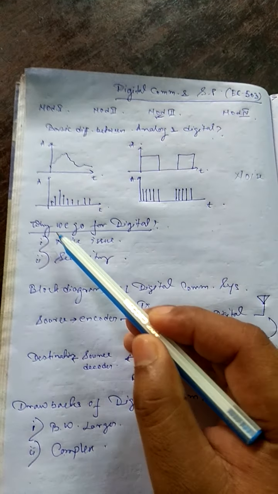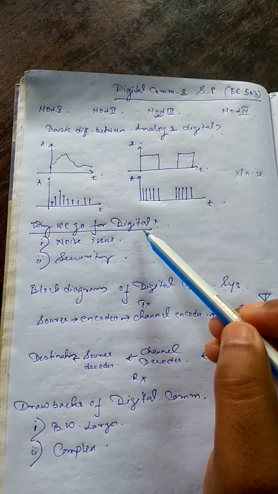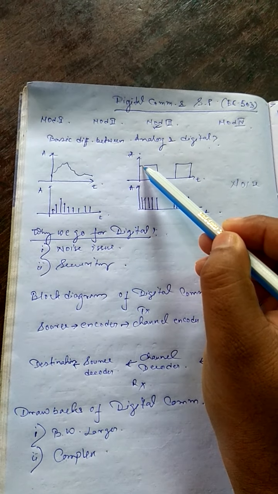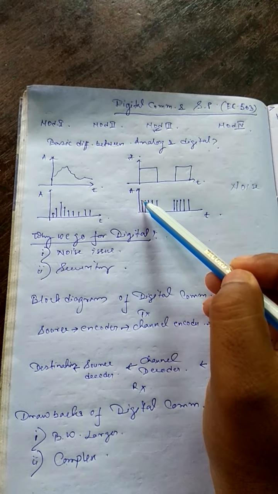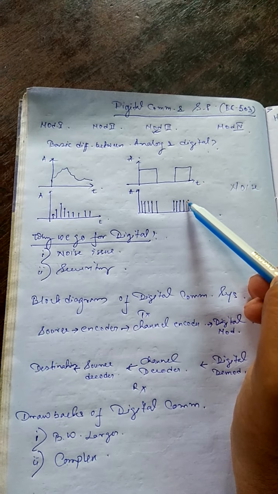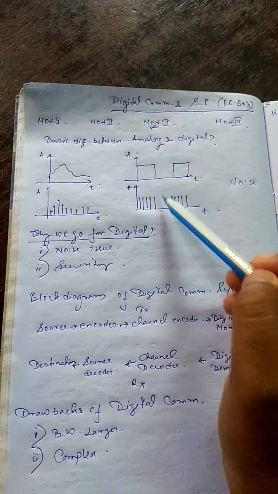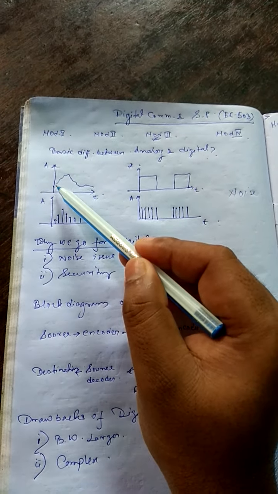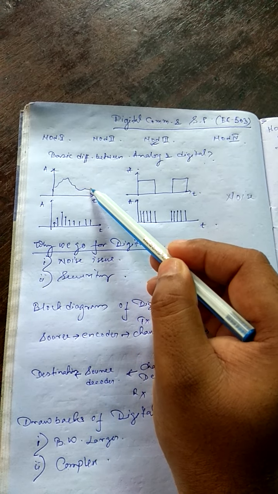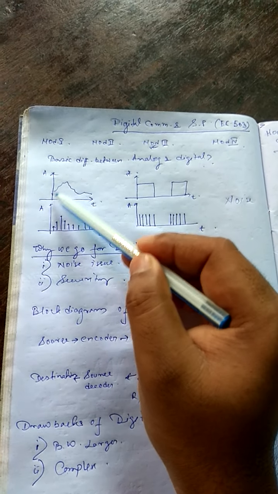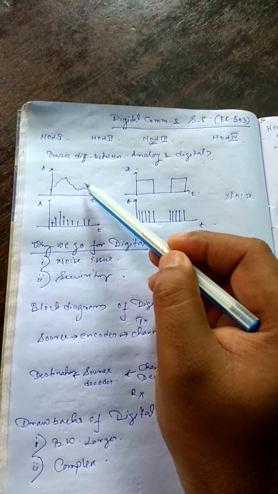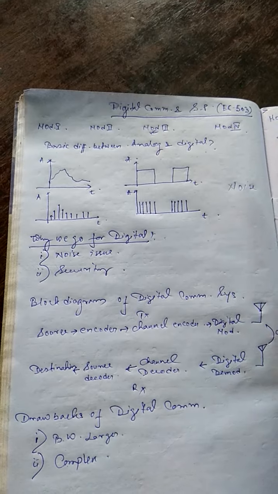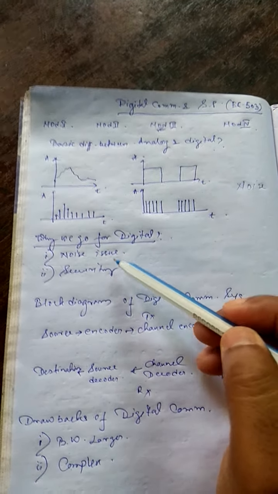So why do we go for digital communication? First of all, the noise issue, because if we go digital, only this portion and this portion are affected by noise, but no other portion is affected. But if we go analog, there are several portions that are affected by the noise. So we always go for the digital signal. The second thing is called the security issue.